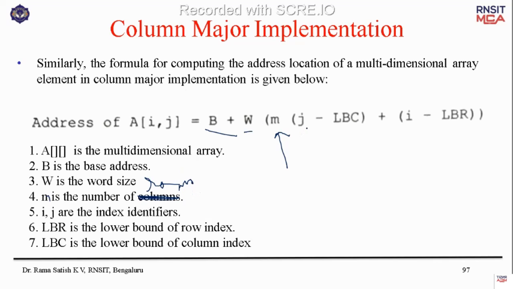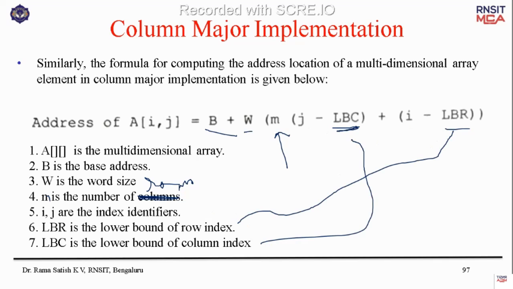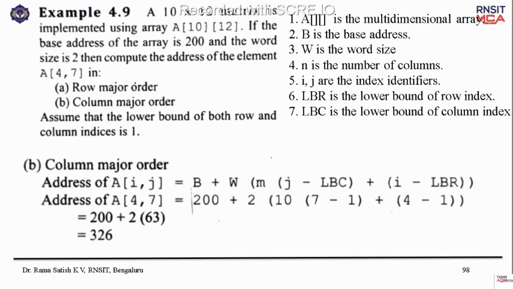So M should be the number of rows, and for J you take J minus LBC, and I minus LBR. So that is the lower bound index of the row and the lower bound index for the column. In our previous example, we have already calculated row major. Now we have to calculate it for column major. We already know B is 200, W is 2, and the number of rows, M, is equal to 10. So you have to write 10, and the J value we already know, J is 7. You write 7 directly.